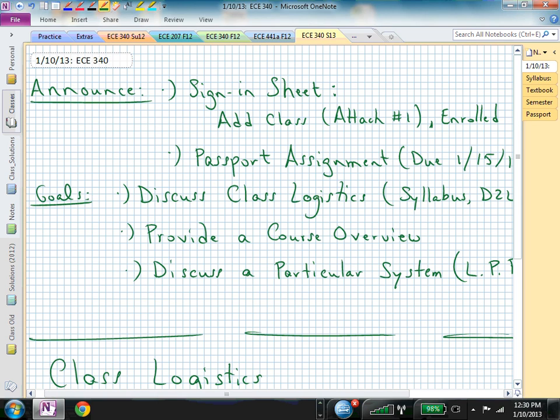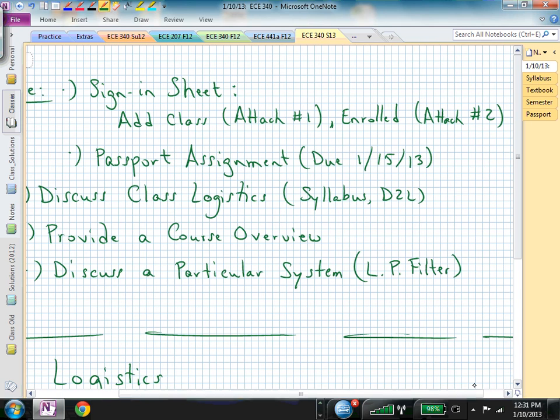What I want to do to start is make sure that I have you identified and in the appropriate place. I'm going to pass around actually 3 different sheets. 2 will be the same. 2 will be attachment 2, and you just have to sign your name once on that attachment. That's if you are already enrolled in the class. If you are expecting to add the class, then you need to print your name on attachment 1. So those 3 pages will be going around.